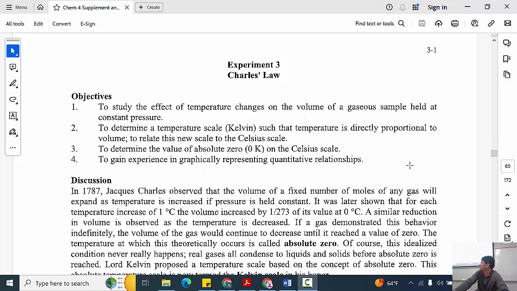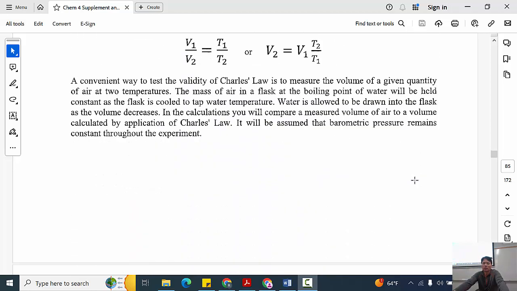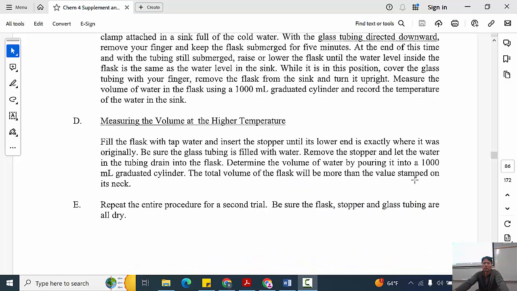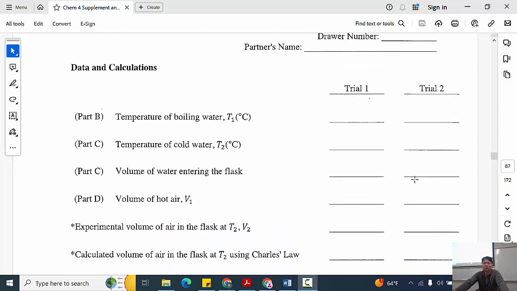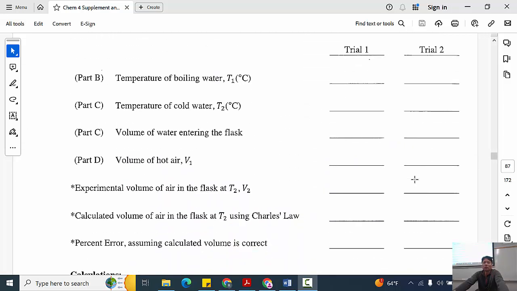Not experiment 2 just yet. Experiment 2, we might finish that one section on the paper. No, experiment 3 next week.